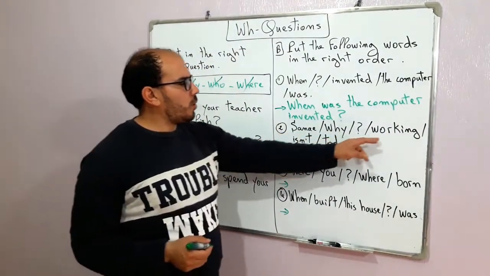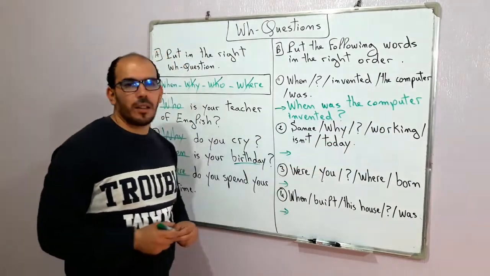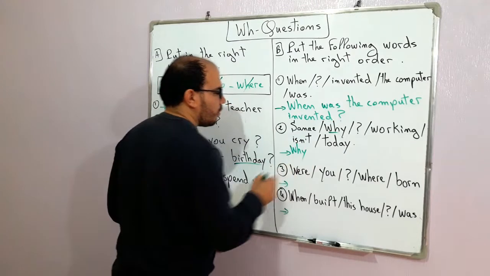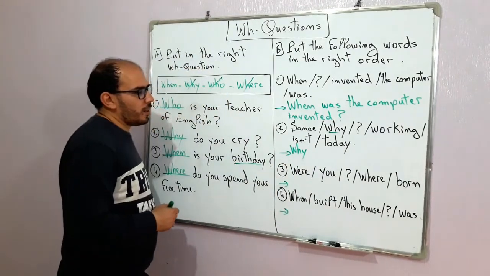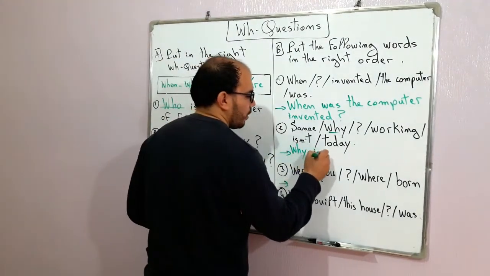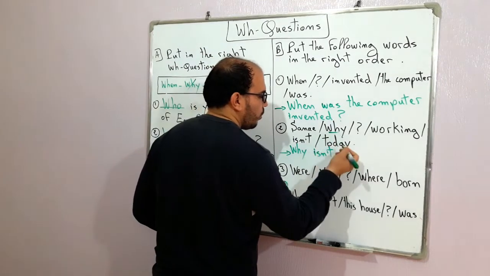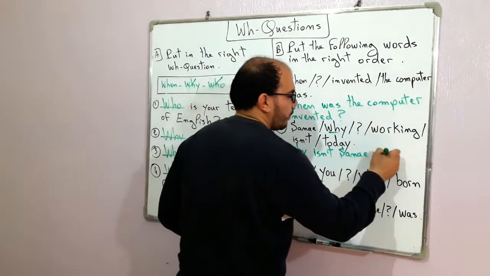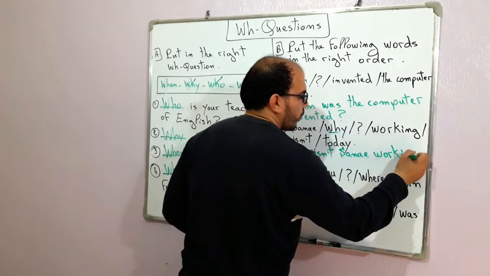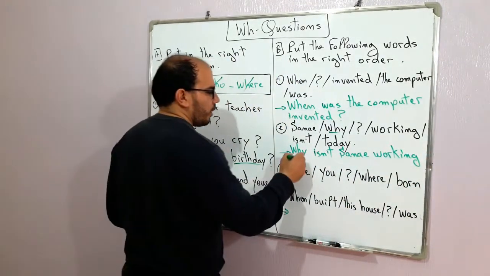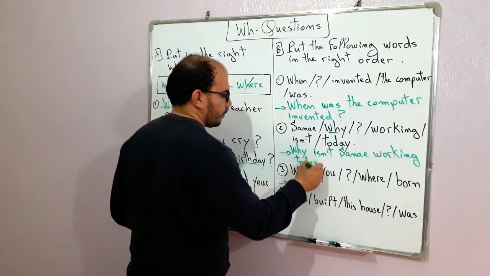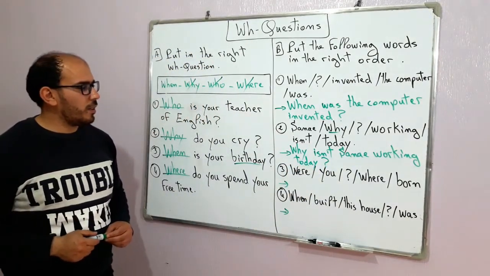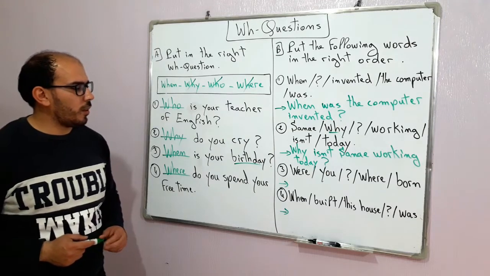Sana, why, WH question, working, isn't, and then today. So we have why, so we should put it first. Why. Then we have isn't, Sana. Then working. Why isn't Sana working today? Then question mark. Why isn't Sana working today?